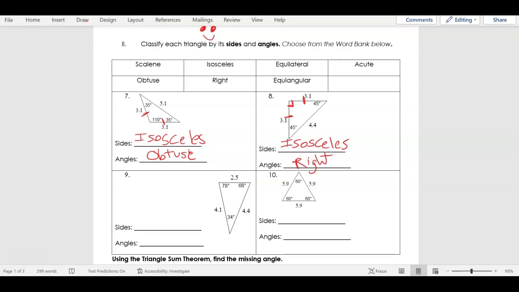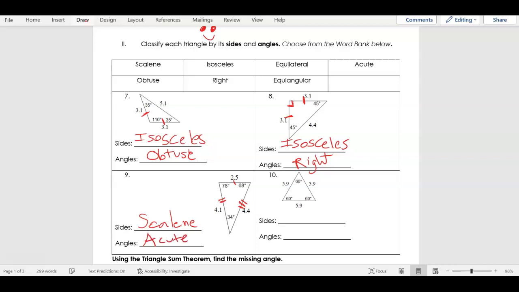Number 9, the sides, I have 3 different side lengths, right? None of them are the same. So that is scalene. Scalene. And then the angles, each angle is less than 90, so that is acute.